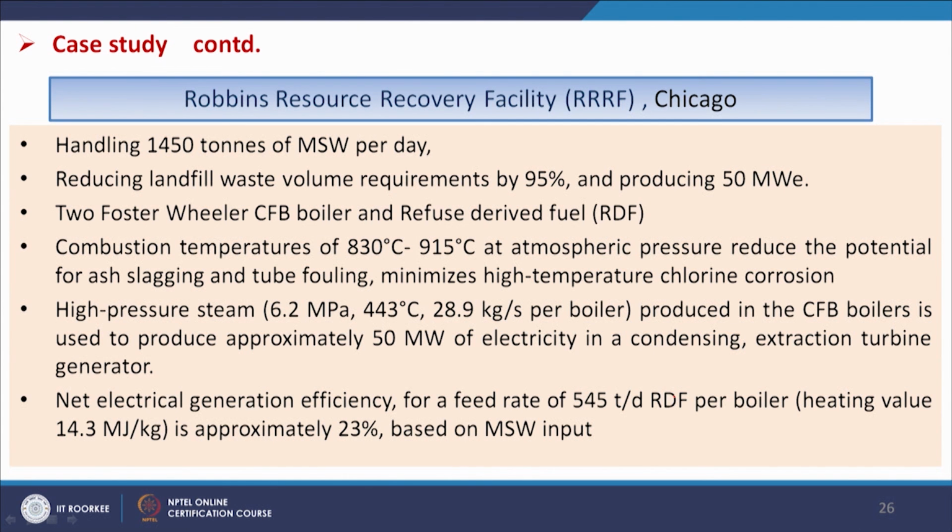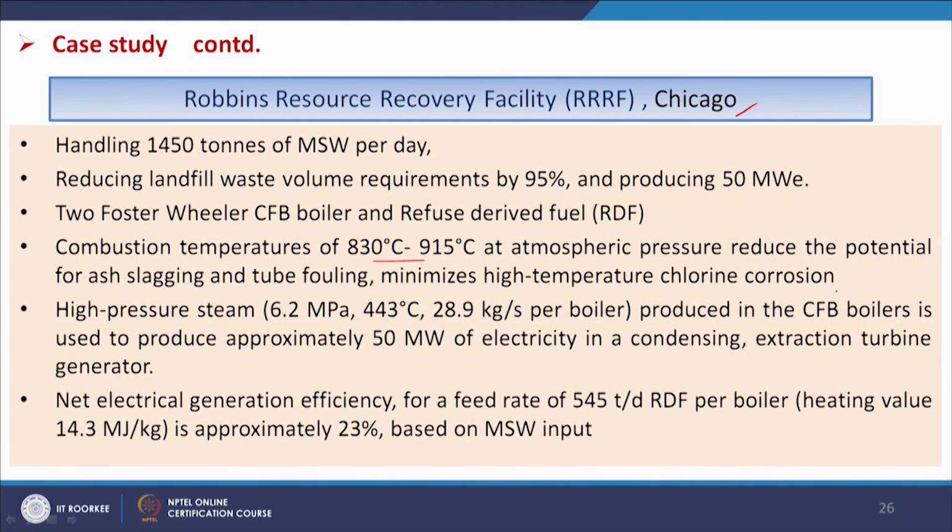Another case study is the Robbins Resource Recovery Facility at Chicago. Here, handling is 1450 tons of MSW per day, reducing landfill waste volume requirements by 95% and producing 50 megawatt electricity. It has 2 Foster Wheeler CFB boilers and uses refuse derived fuel, that is RDF, and combustion temperatures of 830 to 915 degree centigrade at atmospheric pressure reduce the potential for ash slagging and tube fouling, and minimize high temperature chlorine corrosion.